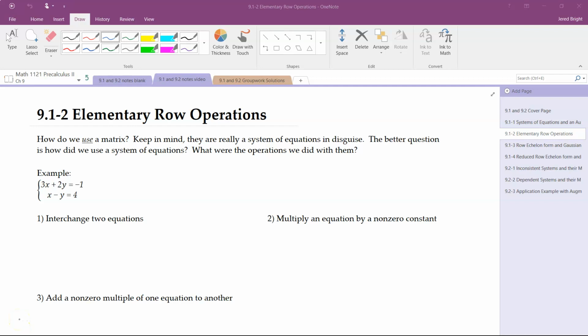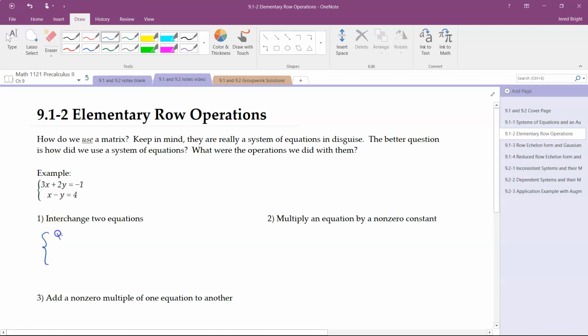We have learned to translate between a system of equations and an augmented matrix. So let's see, what can we do with a matrix? Well, the better question is, what can we do with a system of equations? I have an example here, and I propose that we can do three different things with a system of equations. With this system, it is possible to interchange the two equations.